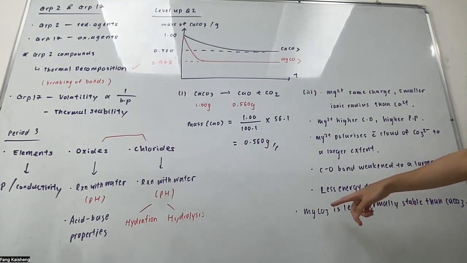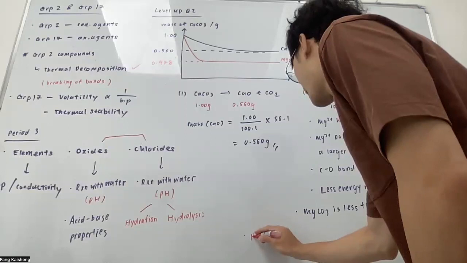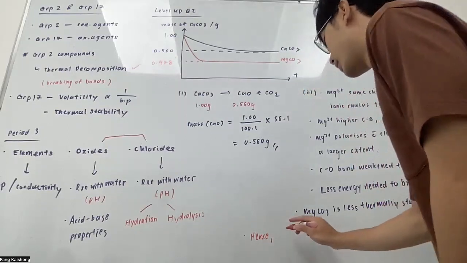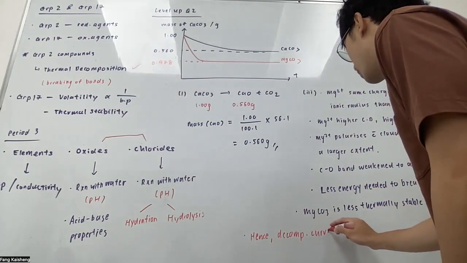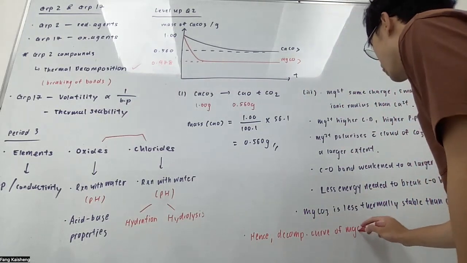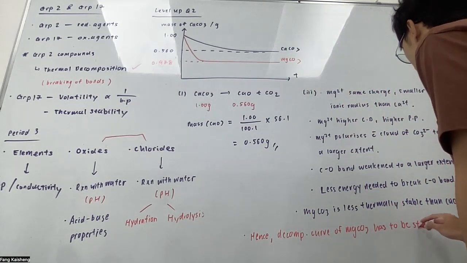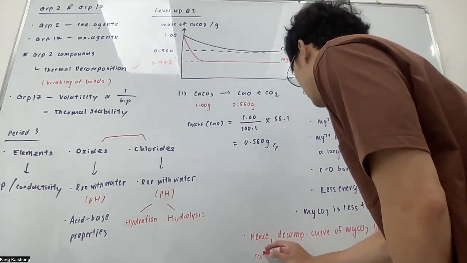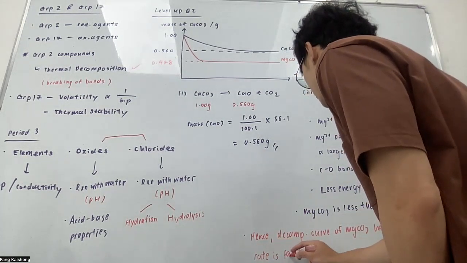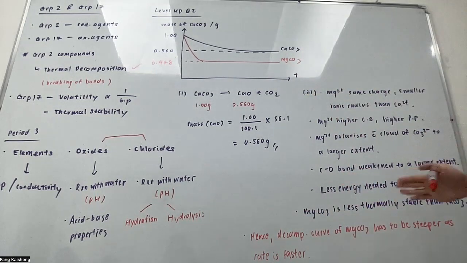So let's add on to this explanation. Yes, MgCO3 is less thermally stable. Then let's talk about the graph. Hence, the decomposition curve of MgCO3 has to be steeper, as the rate is faster. So I'm just saying it's steeper.